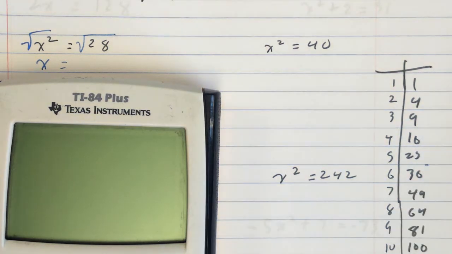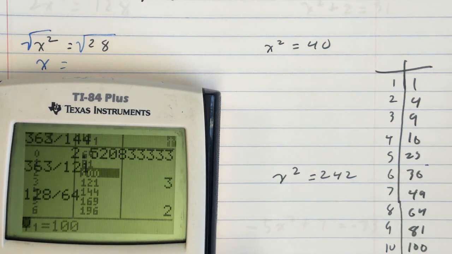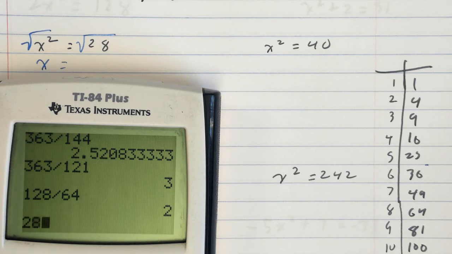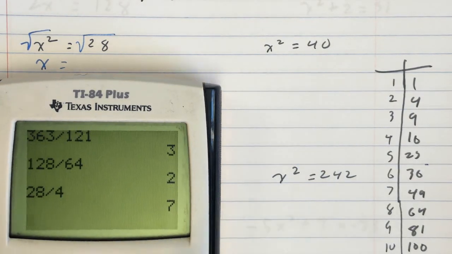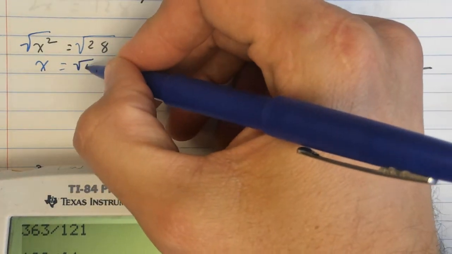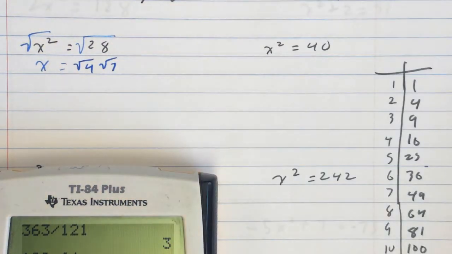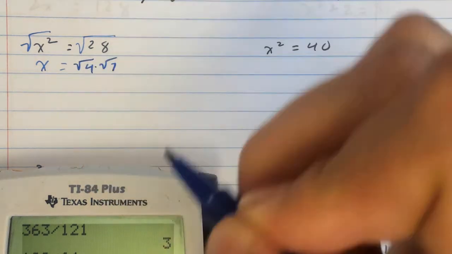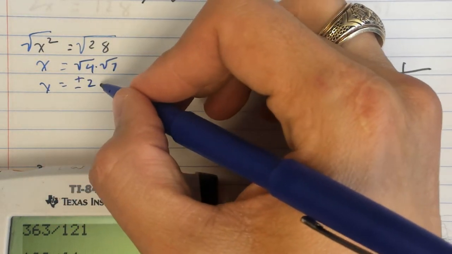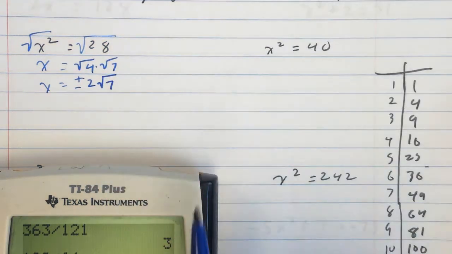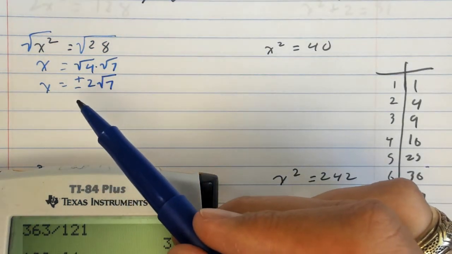Let's try 4. So I have 28 divided by 4, which is 7. So we have the square root of 4 times the square root of 7. We have x is equal to plus or minus 2, the square root of 7. I have to put that plus or minus there.